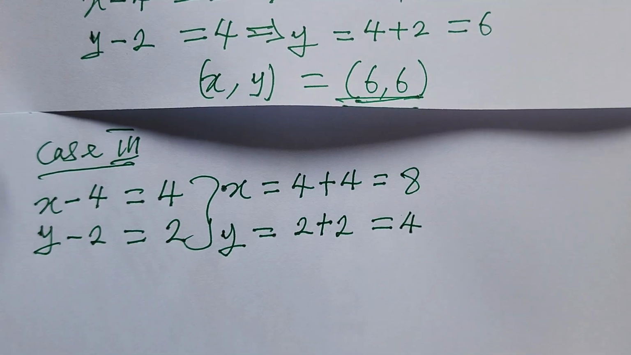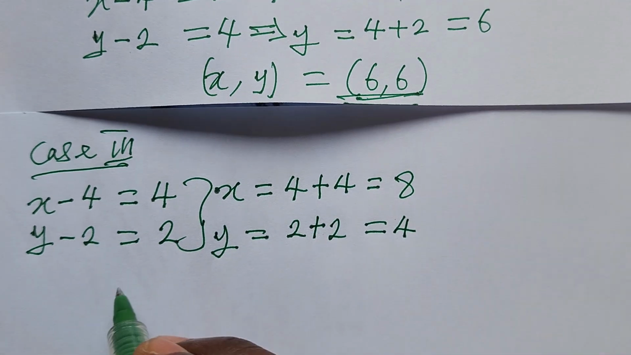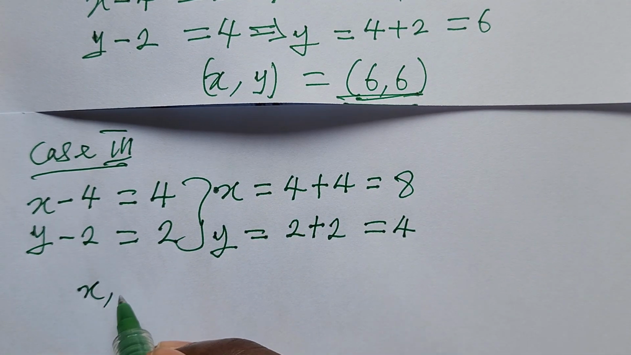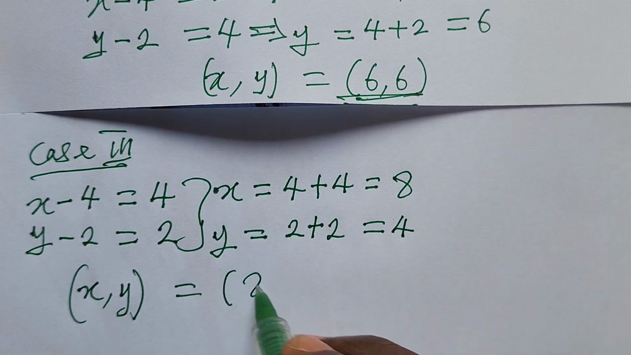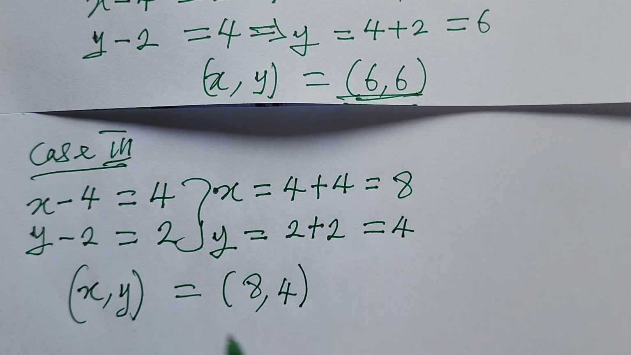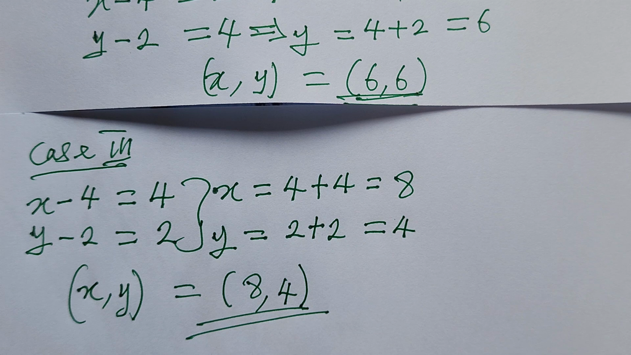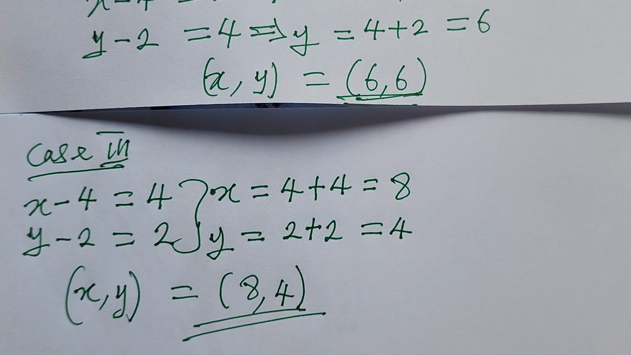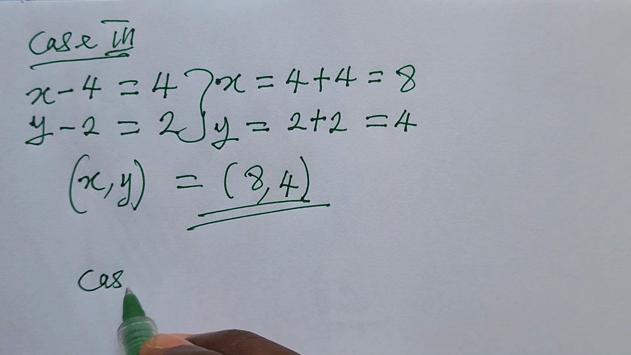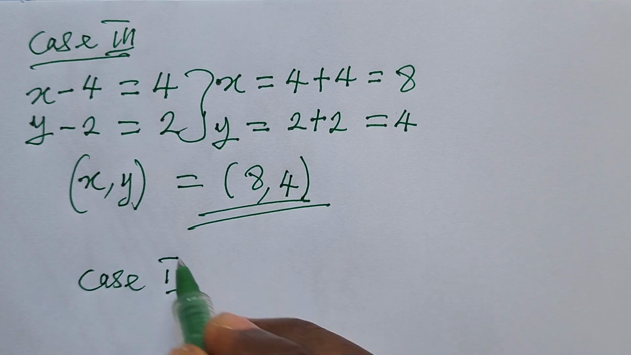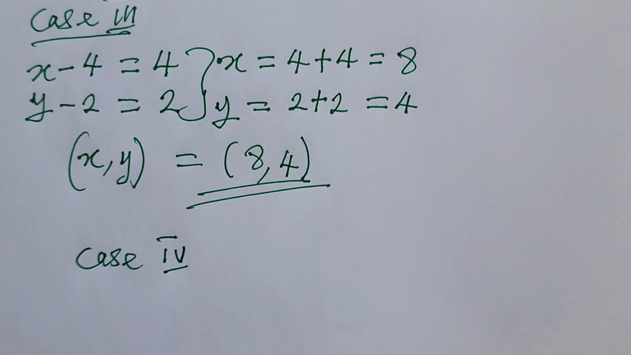So the pair of solution we're going to have from here is x, comma y equal to bracket 8, comma 4. So this is the third case scenario. So let's look for the last one, which is case 4. Case 4, which is the last but not the least.